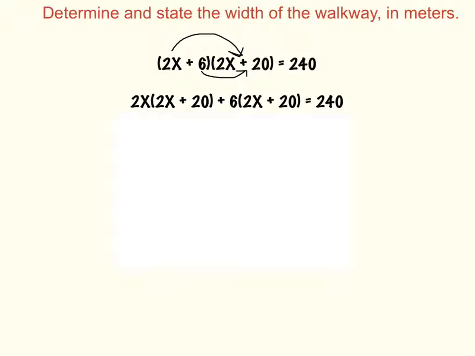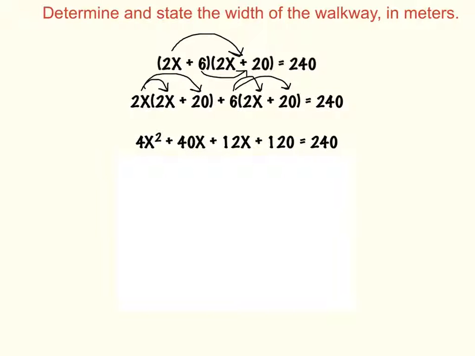Now we have to distribute again to get rid of those parentheses. So we're going to do 2x times 2x, 2x times 20, 6 times 2x, and 6 times 20. Giving us 4x squared plus 40x plus 12x plus 120 equals 240. So the 2x times 2x gave us our 4x squared. Our 2x times 20 gave us the 40x. Our 6 times 2x gave us the 12x. And our 6 times 20 gave us the 120.